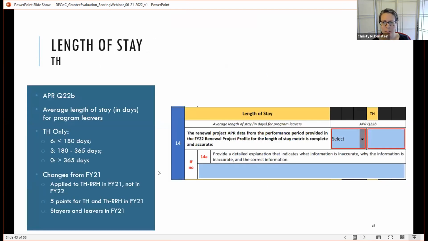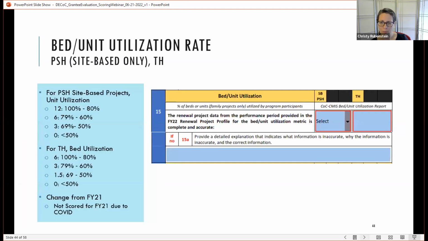Length of stay only applies to TH. Average length of stay for program leavers. So for those of you who are operating TH, leavers who leave with less than 180 days, you get 6 points, 180 to 365 days, a year, 3 points. And then if they're over a year, if that's your average, again, no points. This was applied to TH and RH in FY21, not this year. It was 5 points, so it's ticked up for the TH to 6 points, and it was stayers and leavers in FY21. Right now it's just leavers. So a few tweaks to this one.